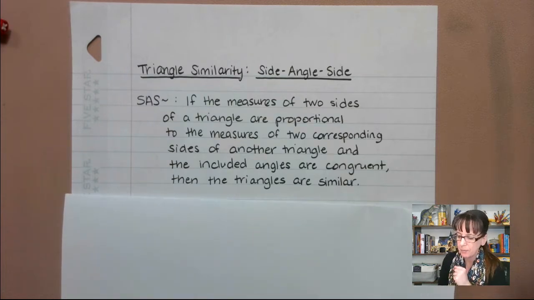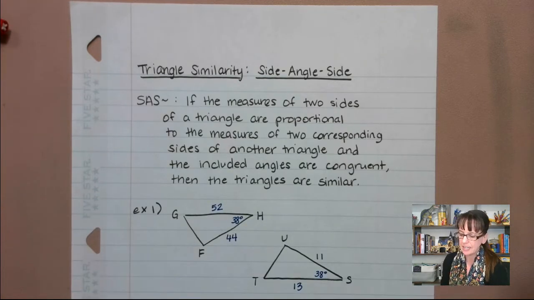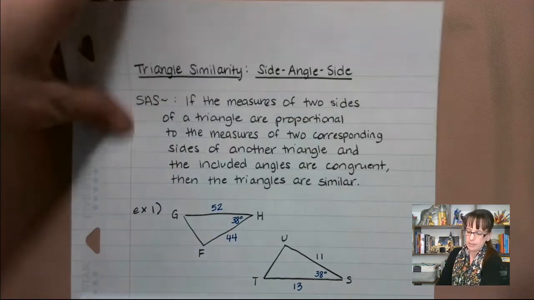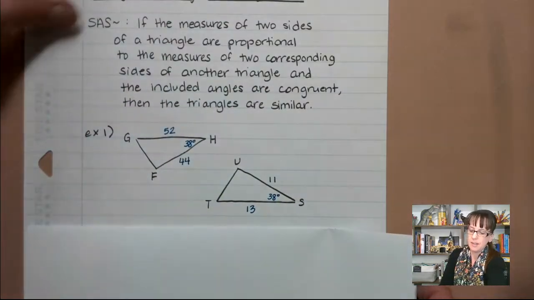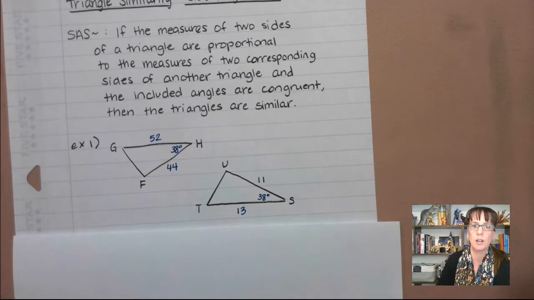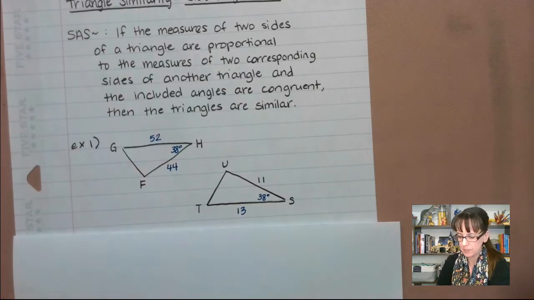Okay, let's take a look at this first example here. We're going to determine if these two triangles are similar based on their sides and their angles, based on side, angle, side. And if they are, we have to write a similarity statement. So let's take a look.